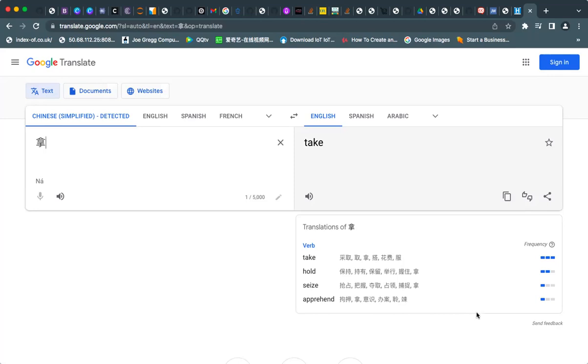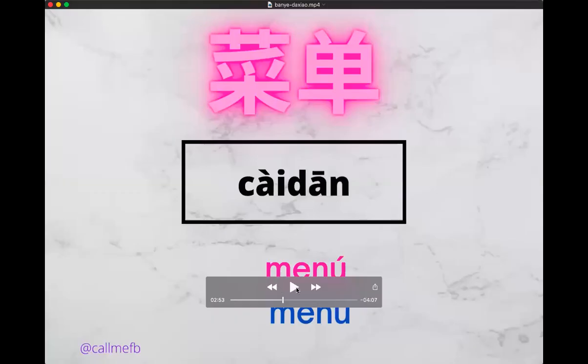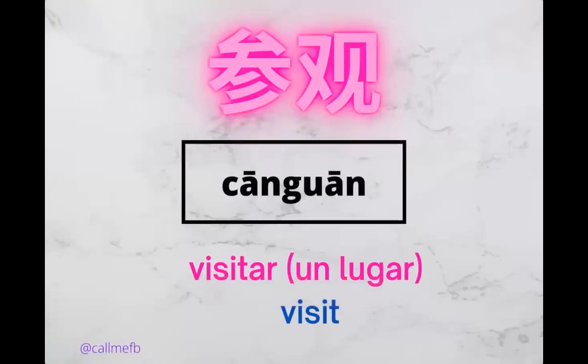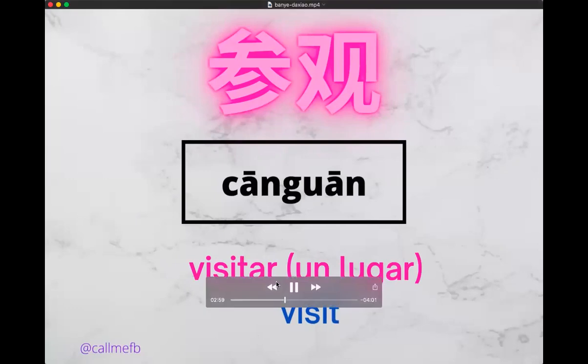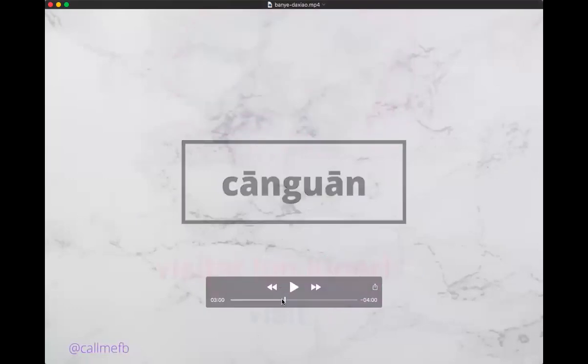Yeah, so it just depends on the context. But nah is to take. If somebody took something, nah will be the word. Take. Okay. Perfect. Okay, good. So that's done. That's the menu for you. All right. And then we have 逛. Tangguan. Yeah.